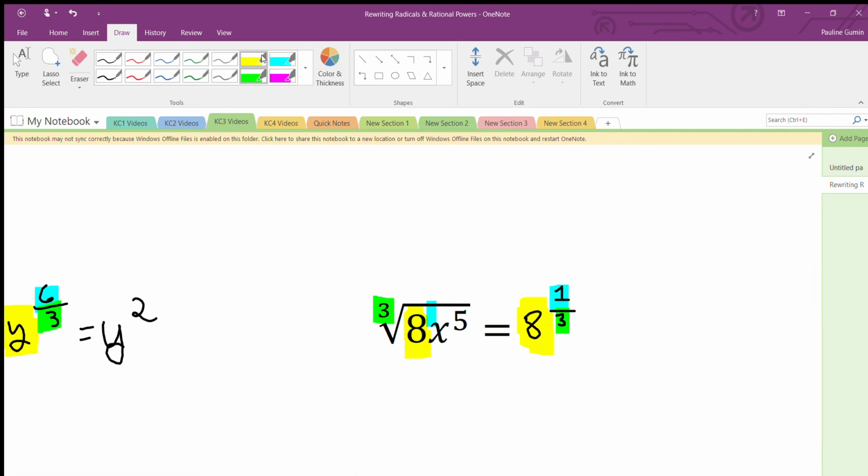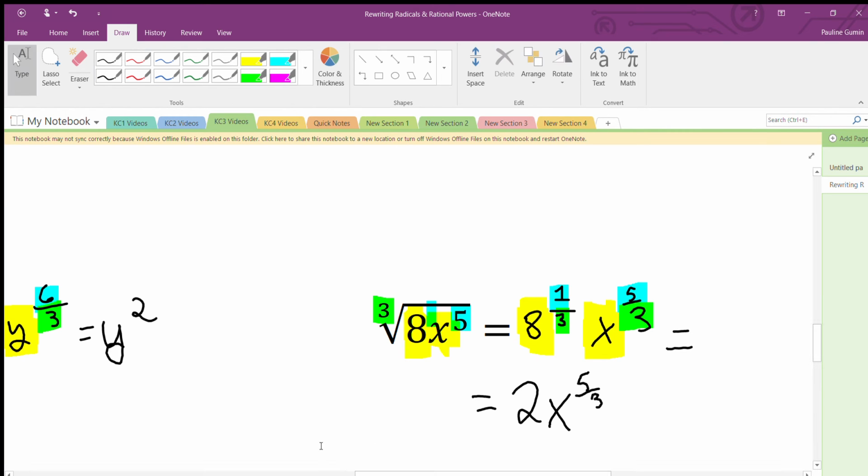Let's do that second base now. The second base we have is x. X has an exponent of 5 and they share the same root, which is a 3. I meant to say a 3, so, oops. So x has an exponent of 5 over 3. Now, I could actually simplify this just a tad. 8 to the power of 1/3 is 2. So this is actually 2x to the power of 5/3.